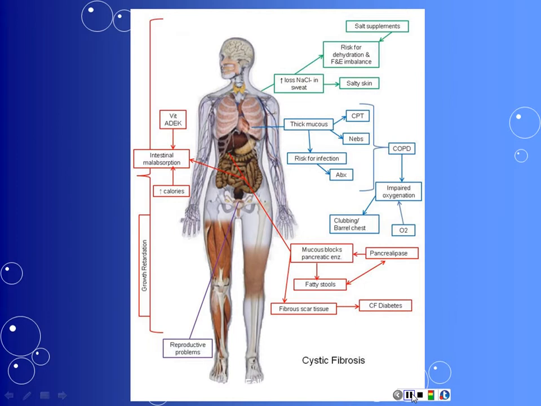So with that, this is why these kids are smaller in stature than other children their age. They really need to take in about 150 to 200% of what the normal caloric intake is. So 1.5 to 2 times the normal caloric intake for a child that age is what they need.